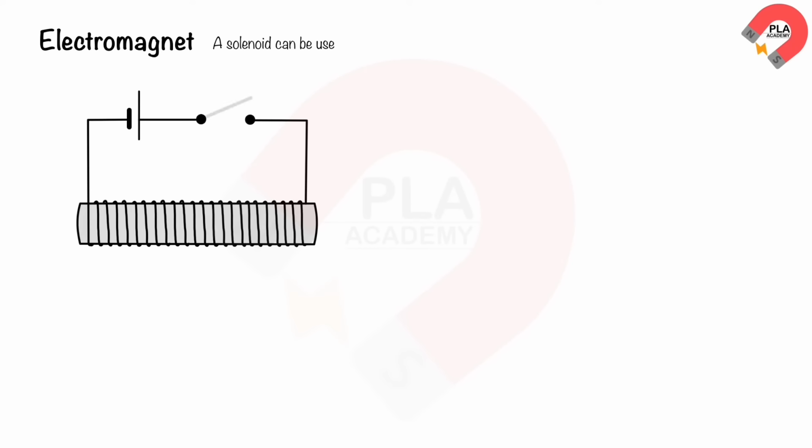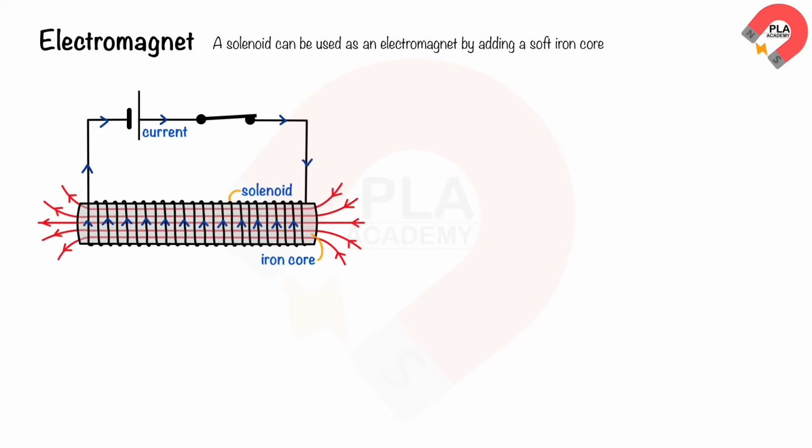The electromagnet. A solenoid can be used as an electromagnet by adding a soft iron core. The iron core will become an induced magnet when current is flowing through the solenoid. The magnetic field produced from the solenoid and the iron core will create a much stronger magnet overall. Iron is a soft magnetic material.